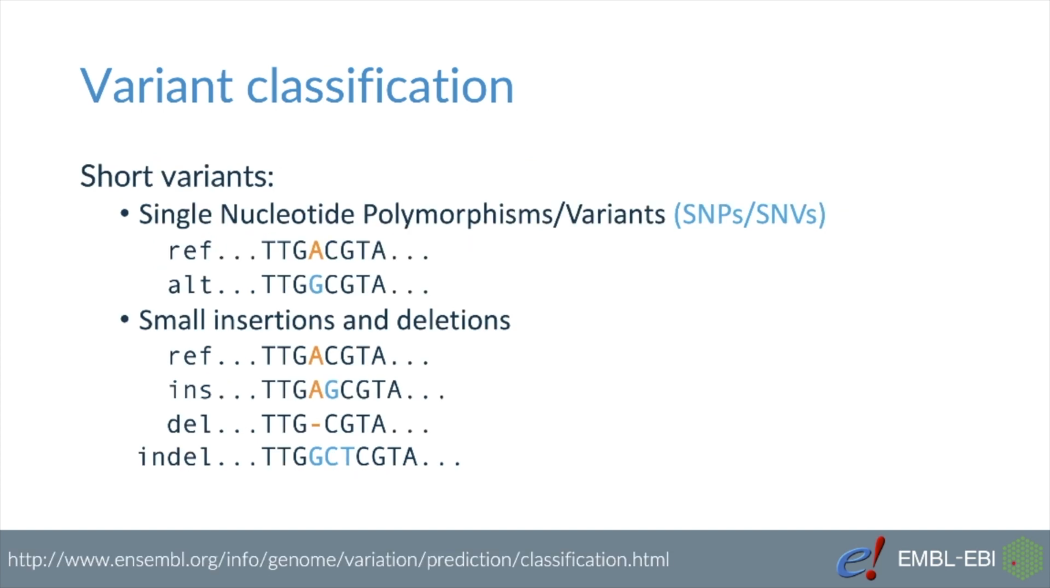There are also short variants, which are defined as genetic variants smaller than 50 nucleotides. Here we can distinguish single nucleotide polymorphisms, so substitutions of a single base, and also small insertions and deletions.